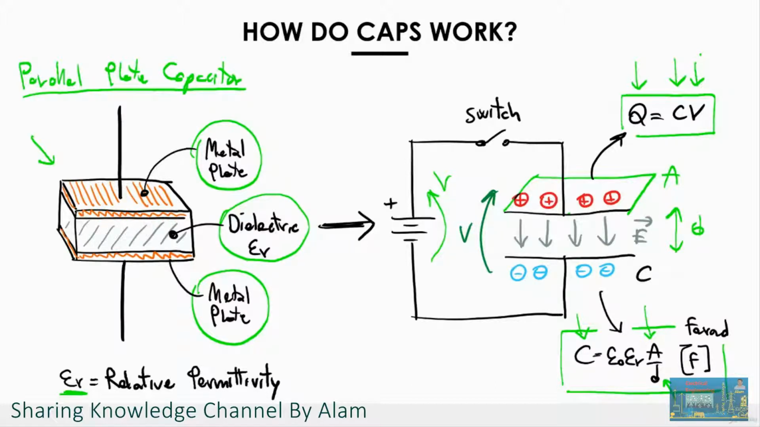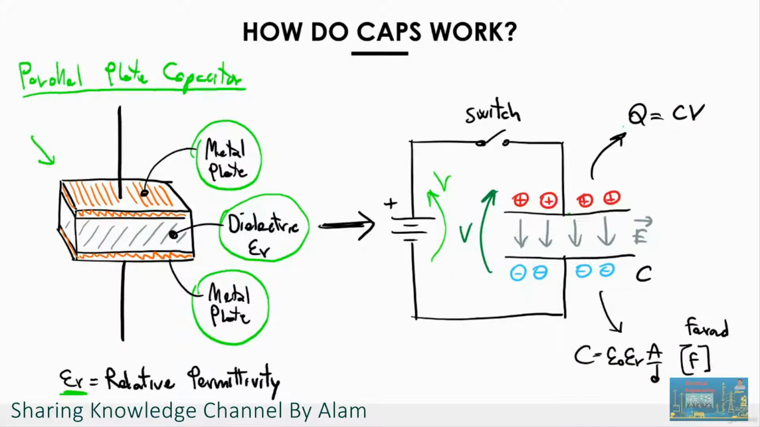The unit of measurement of capacitance is the farad, which is indicated with a capital F. 1 farad is a pretty big amount of capacitance. You will almost never find a capacitor with capacitance equal to 1 farad. So most of the time, the value of the capacitance will be in the range of microfarad, nanofarad, or picofarad.